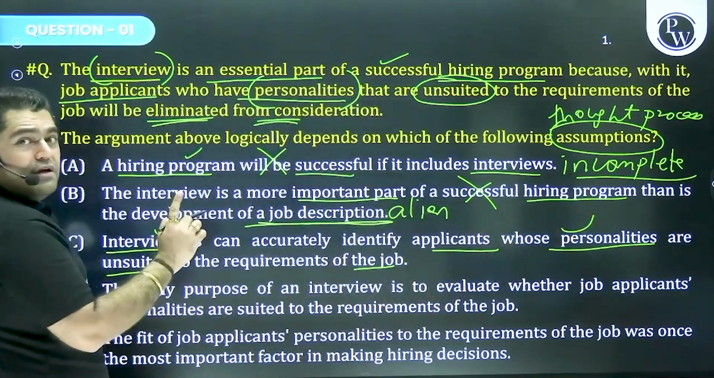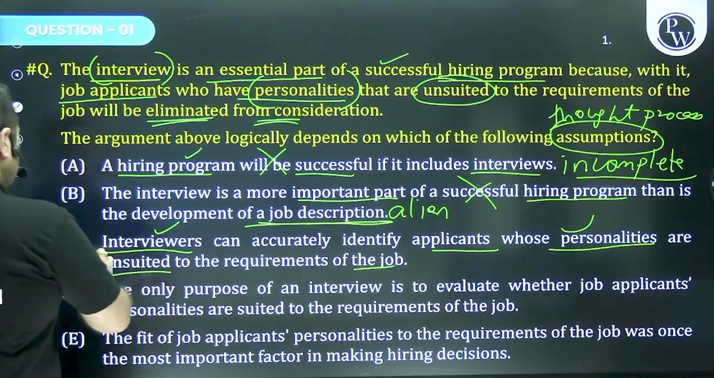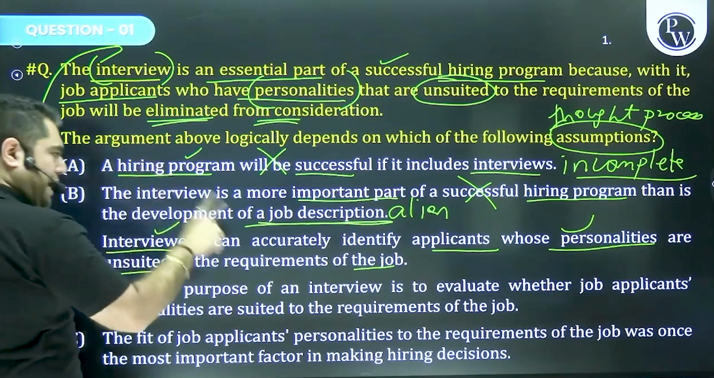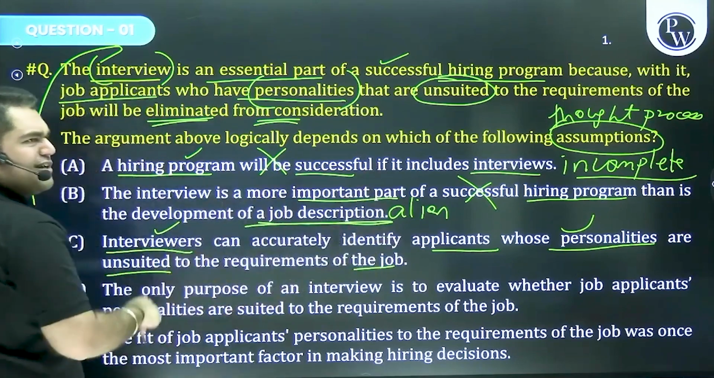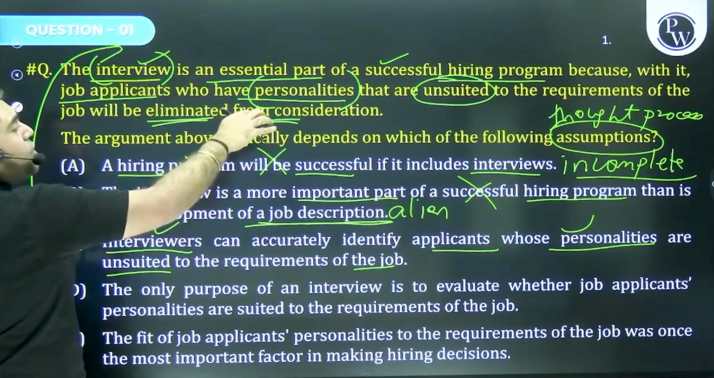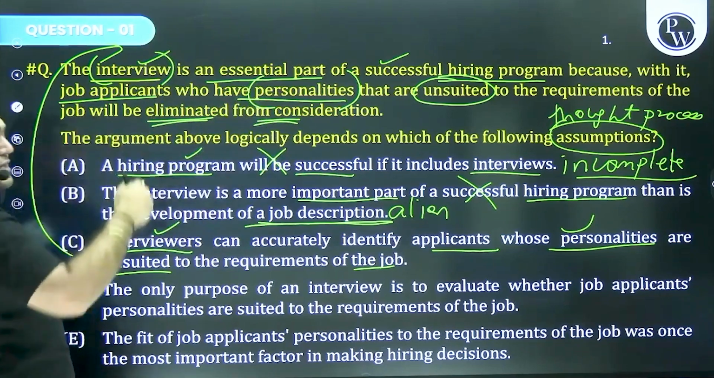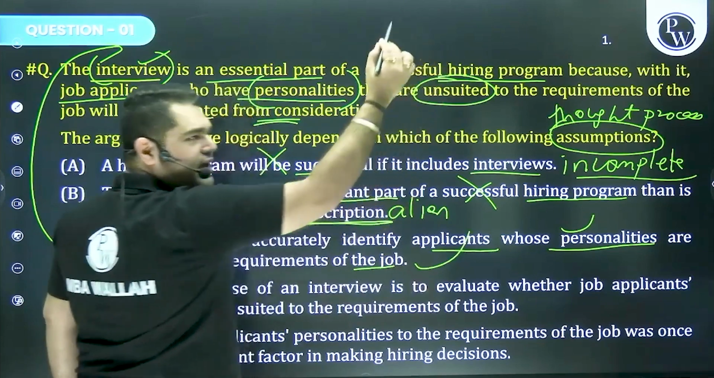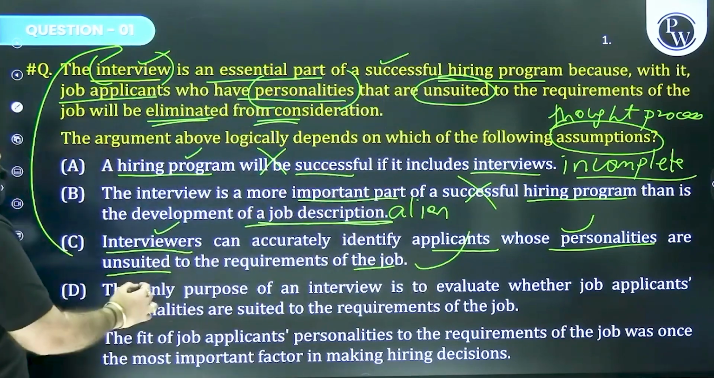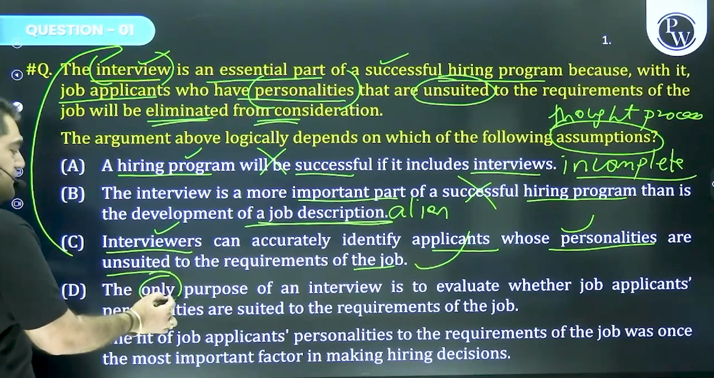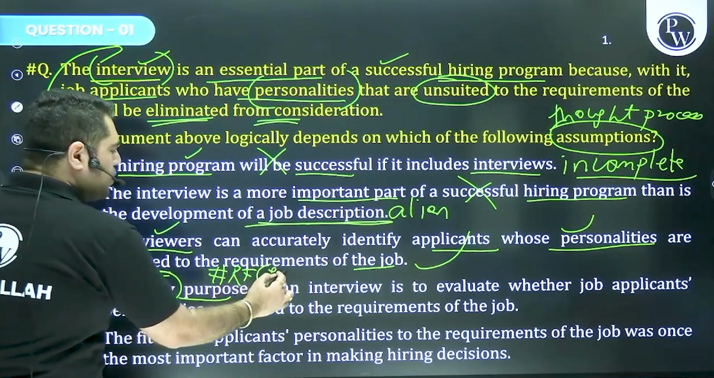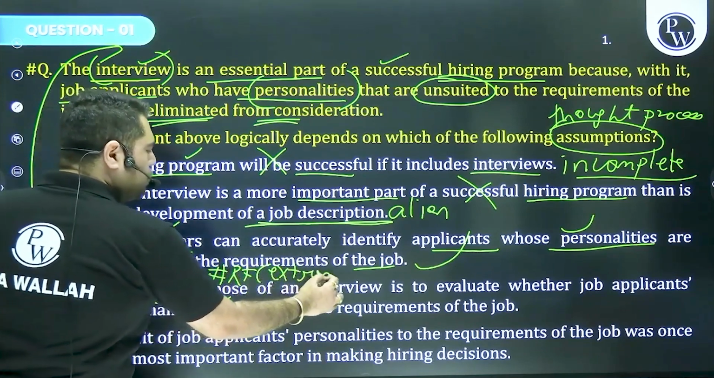And people, look at the function. If you put this option above here, that interviews can identify applicants whose personalities are unsuited, that is why interview is crucial, because it helps in removing candidates whose personalities are unsuited, it is perfect. Making sense? But let's continue. Fourth, the only purpose of an interview is a hashtag red flag. Why? Because it is extreme. But wait, let's read ahead.